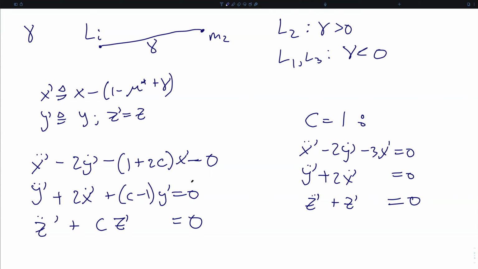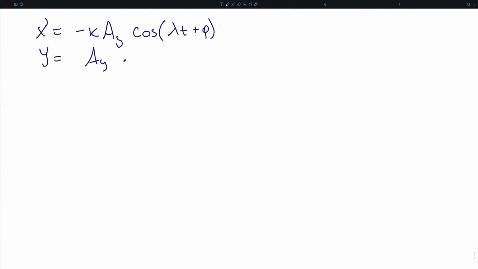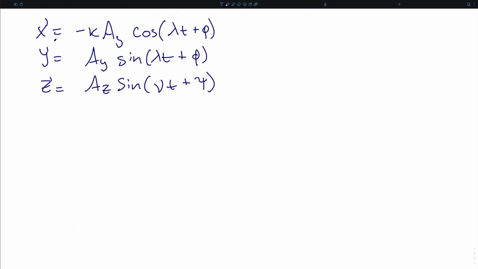And so just as we found with the Clohessy-Wiltshire equations, we have two real and two imaginary roots for the characteristic equation for in-plane motion. If the non-divergent mode of this linearized system is excited, then we will get a bounded solution. And the form of this is that x prime will equal negative k ay cosine lambda t plus phi, y prime will equal ay sine lambda t plus phi, z prime will equal az sine nu t plus psi.